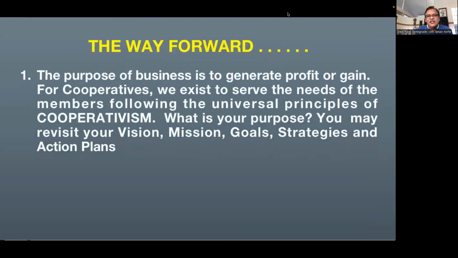The way forward, brothers and sisters, I would like to share with you, the purpose of our business is to generate profits or gains. For cooperatives, we exist to serve the needs of our members, following the universal principles of cooperativism. Ang negosyo ba natin, ang ating organization ngayon, what is the purpose of our existence? Kailangan din siguro revisit natin ang ating vision, ang ating mission, the goals that we have set, the strategies that we are applying, and the plans that we are having year in and year out. We have to know the purpose of our business.